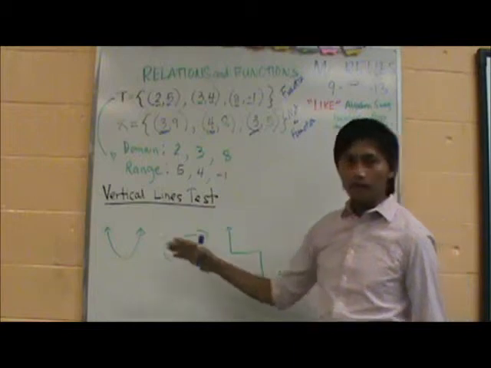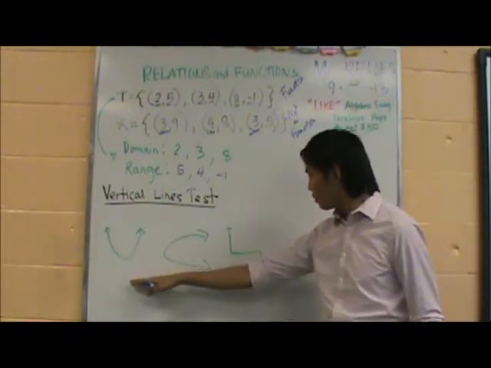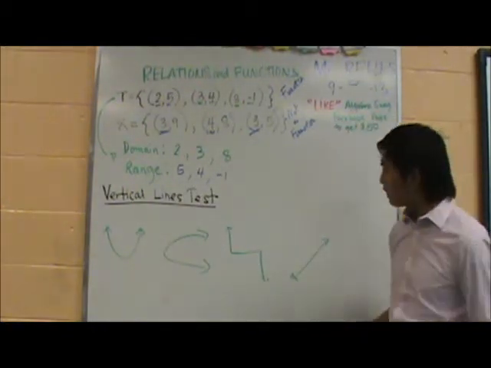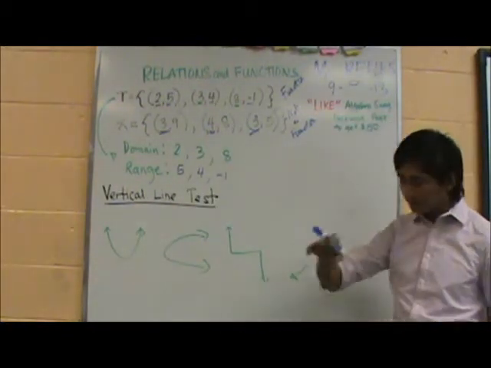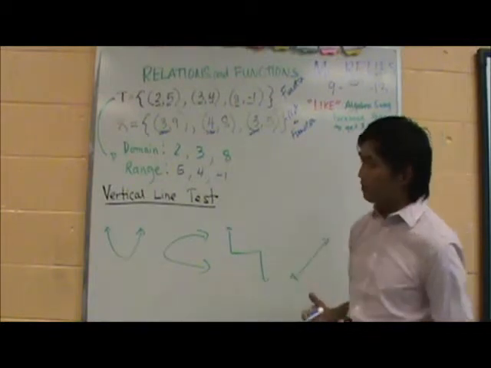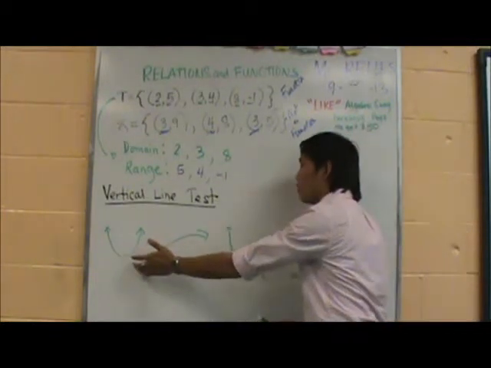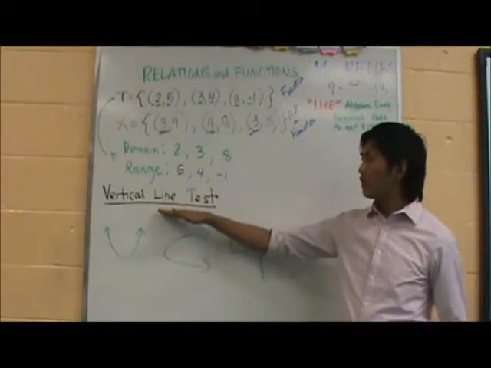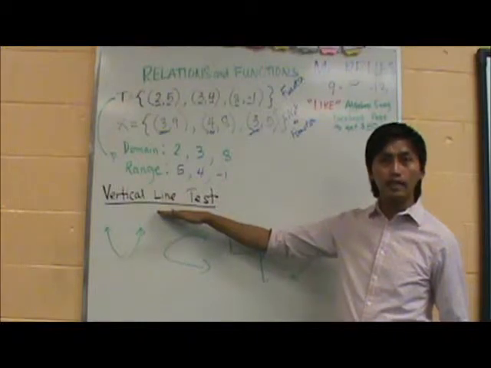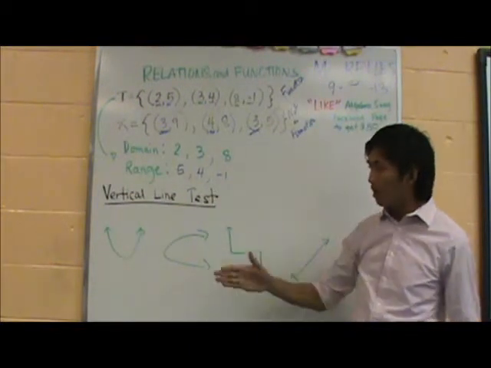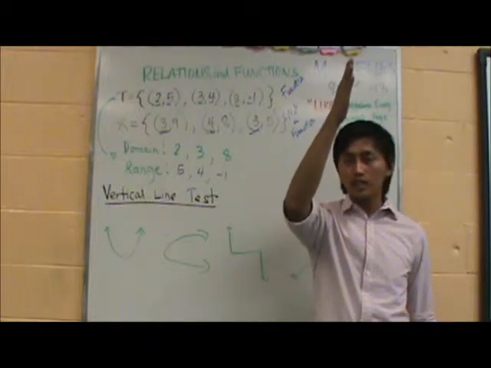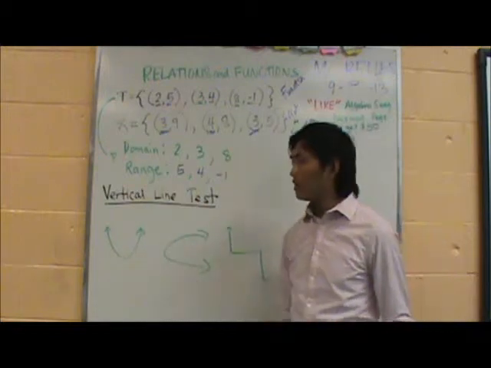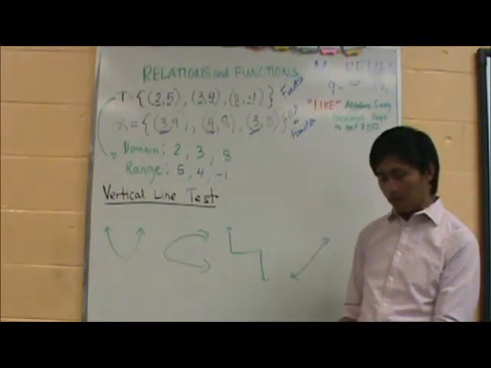Now, how about if the graph is given? For example, here we got 4 graphs. We'll go ahead and use the vertical line test. In our class, we learned that to figure out whether a graph is a function or not, we use the vertical line test. You draw a line in any part of the graph, and if the vertical line touches the graph at exactly one point, then the graph is a function.